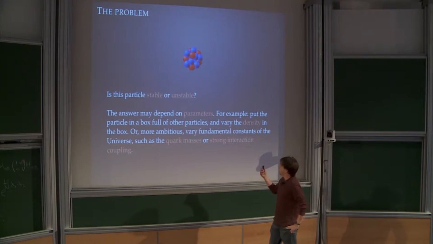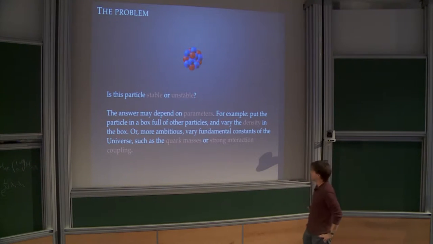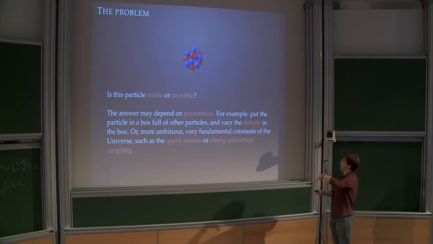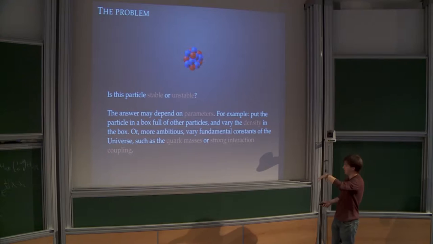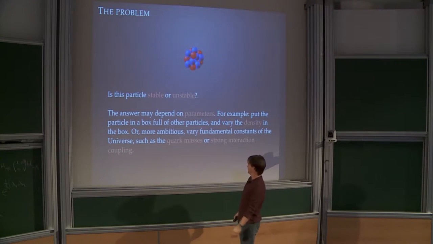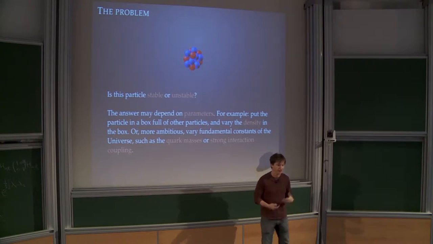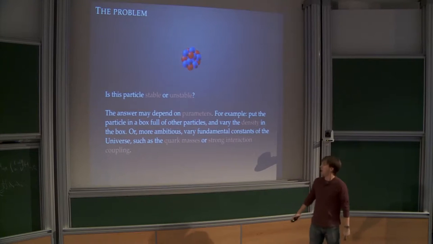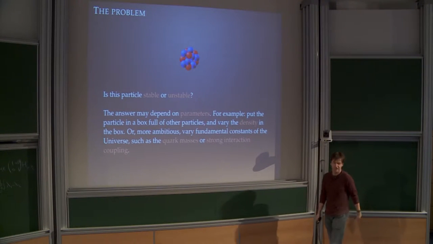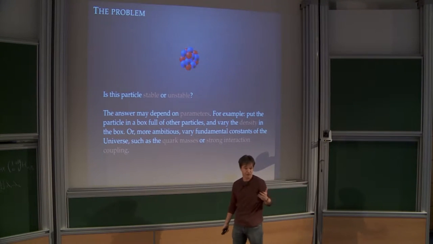The answer might depend on the parameters of the system. So, for example, you could imagine taking this particle and putting it in a box full of other particles, and then you could change the density of other particles in that box. Or if you're more ambitious, if you're a high energy theorist, you might imagine that you can even vary the fundamental constants of the universe. You could change the quark masses or the coupling of all the interactions. And maybe the question of whether some particular atomic nucleus is stable will depend on the answer to that question.